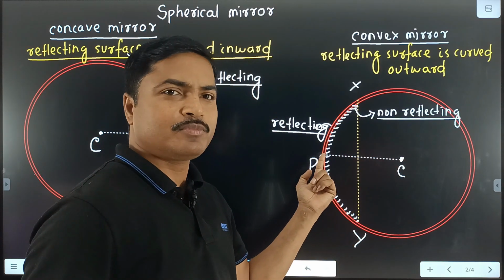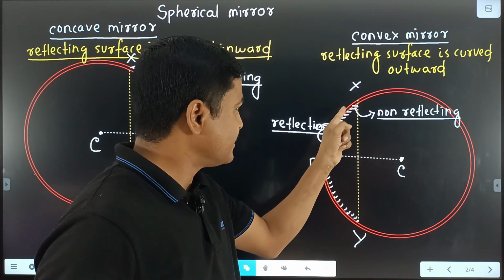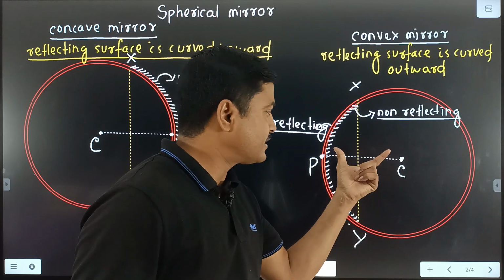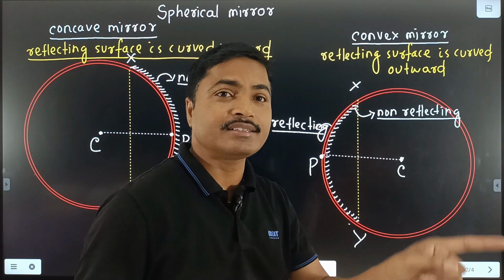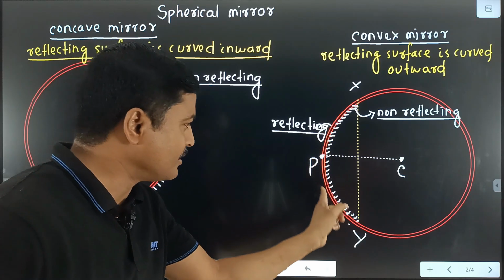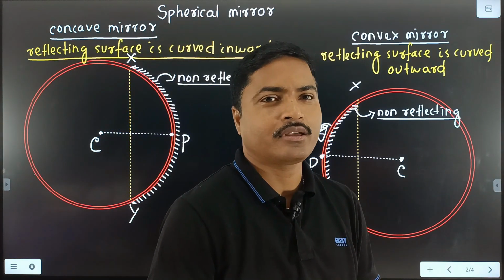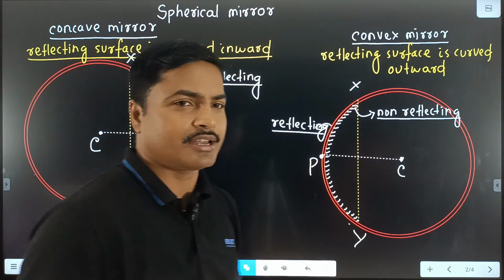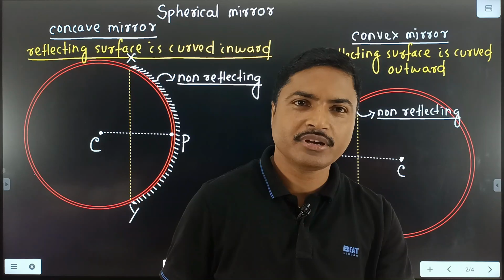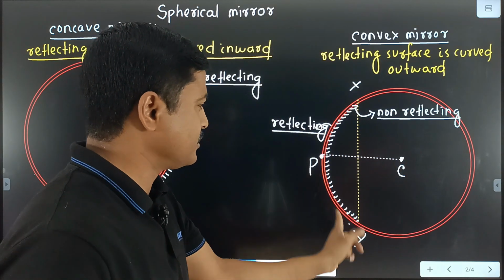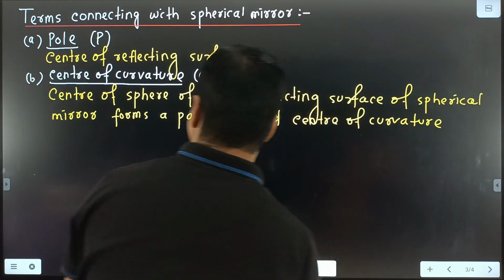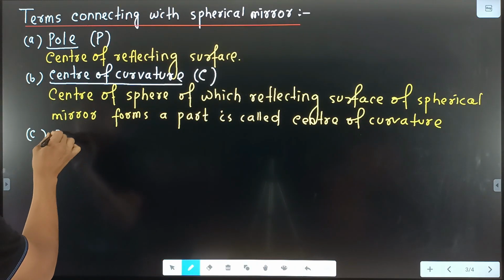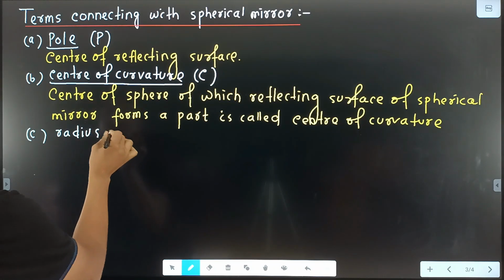This one is the radius of the sphere, and this reflecting surface of the spherical mirror is a part of this sphere. So this radius of the sphere is known as radius of curvature of the spherical mirror. Clear? Very simple. And for this, we write that is the capital R, that is radius of curvature.